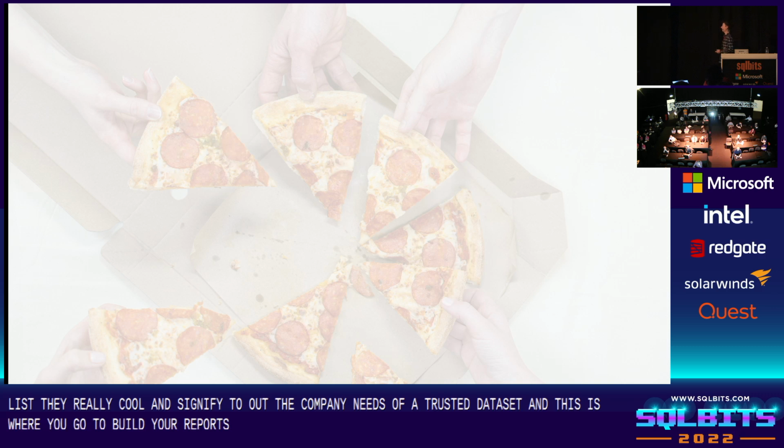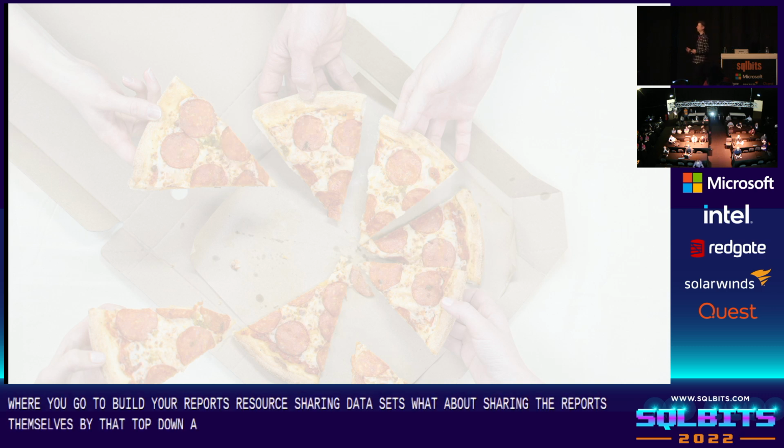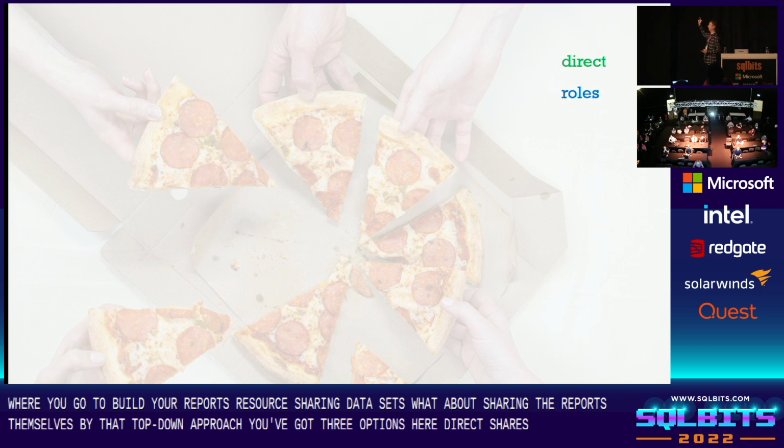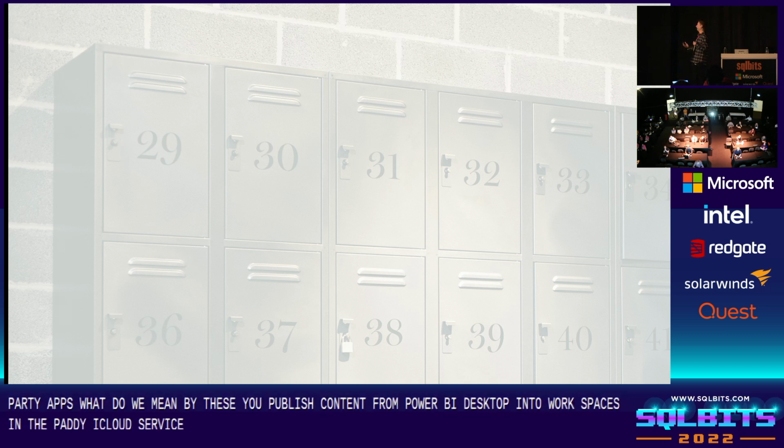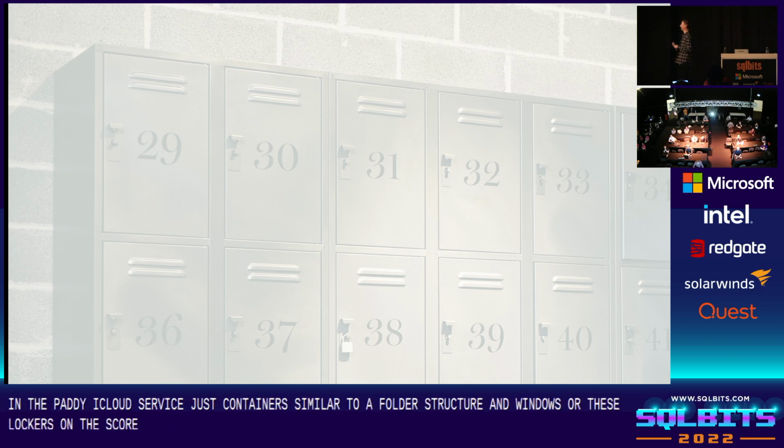We saw sharing datasets. What about sharing the reports themselves via that top-down approach? You've got 3 options here: direct shares, workspace roles, Power BI apps. What do we mean by these? You publish content from Power BI desktop into workspaces in the Power BI cloud service. Just logical containers similar to a folder structure in Windows or these lockers on the screen here. Users either have access to a workspace or they don't.